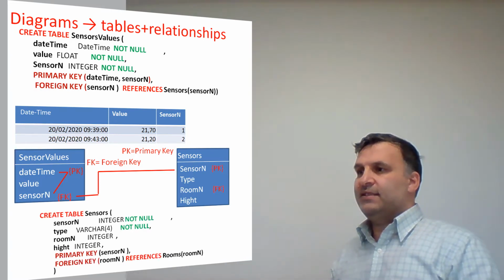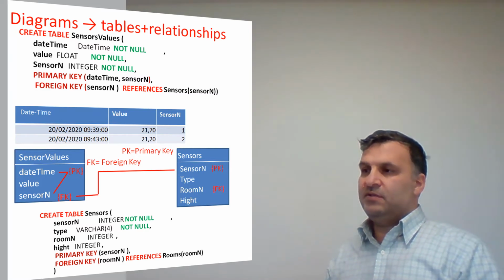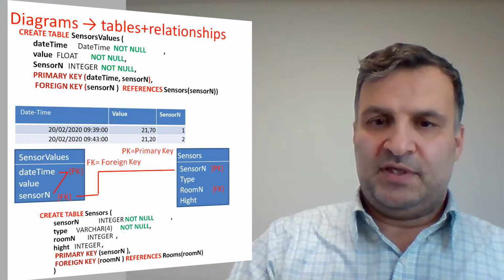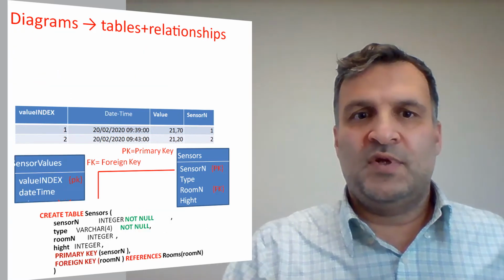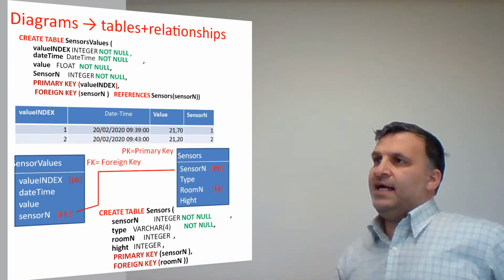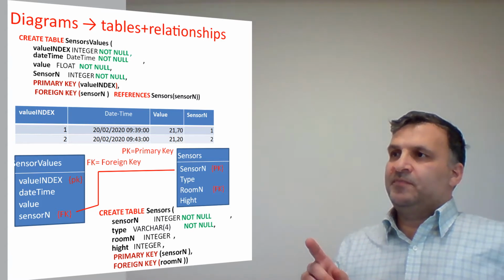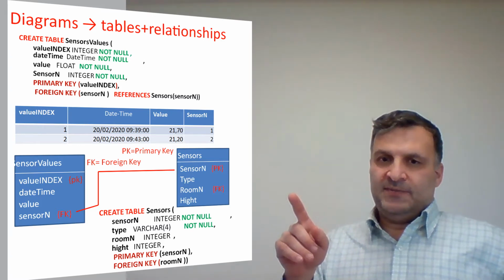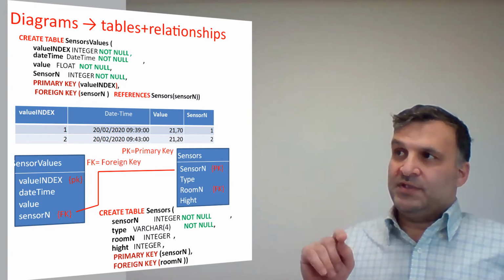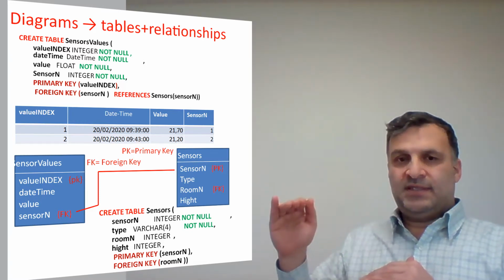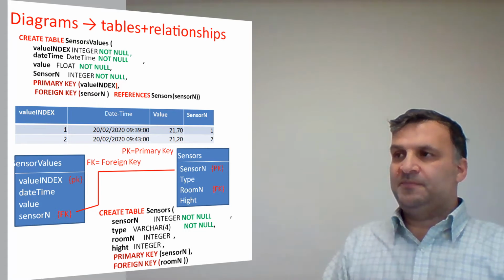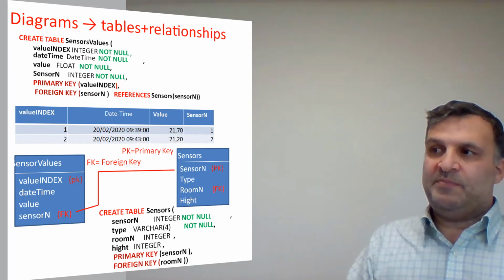Also, to create the table, we have the table sensor values. We can see that we add a value index to the table sensor values in order to distinguish between all the occurrences, all the values of our table, and we will use it as a primary key.